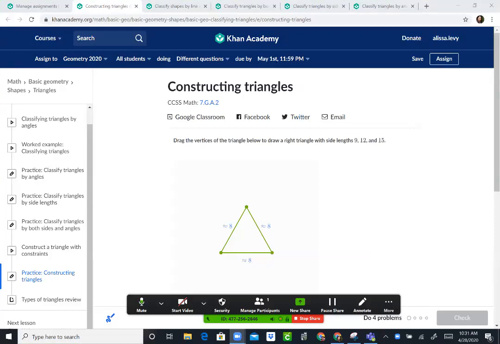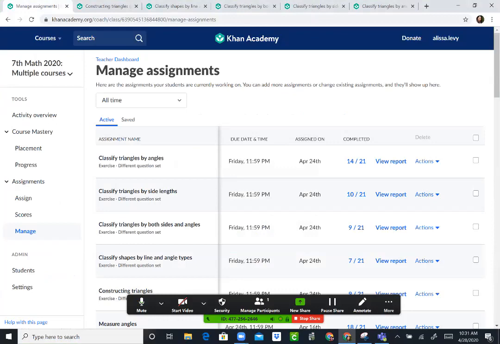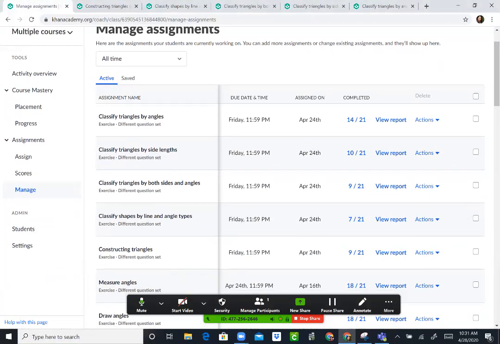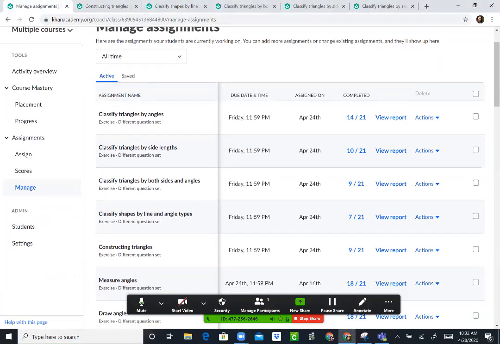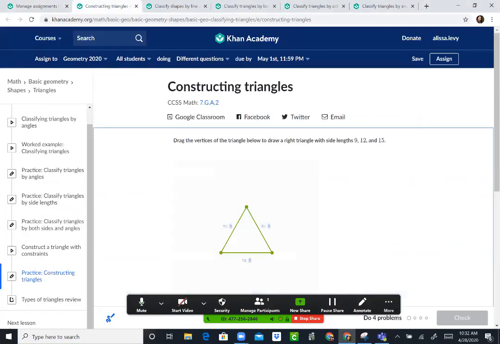This is Dr. Levy here, and I am here to help you with your Khan Academy for the week of April 27th. There are 5 Khan Academies that are due this week, which are classifying triangles by angles, classifying triangles by side lengths, classifying triangles by both sides and angles, classifying shapes by line and angle types, and constructing triangles. All right, we'll start with constructing triangles.